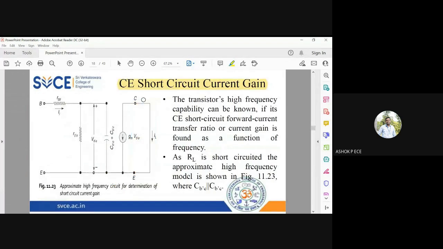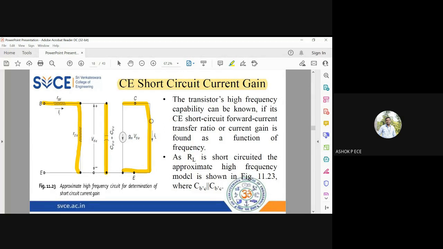On the output side you will have a current source parallel to a short circuit. That's all. On the input side you will have RBB dash and RB dash E as usual. And you have these two capacitances in parallel, CB dash E and CB dash C. When you have capacitances in parallel, you can add them. So I'm going to replace them by a single capacitance CB dash E plus CB dash C. Is this simplification clear to everyone? This I'm doing to find my short circuit current gain. Anybody having doubt in the circuit diagram simplification?